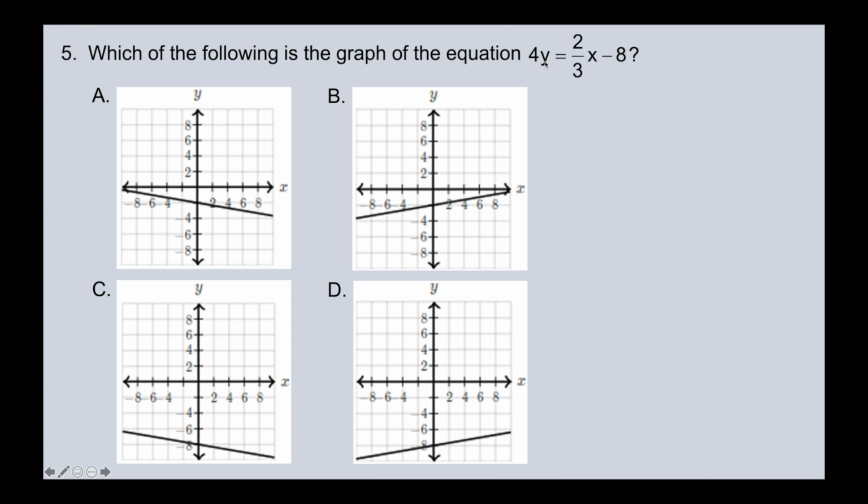Now, as far as actually dividing all this through by 4, if you wanted to see the work for that, the 4y divided by 4 is going to just reduce down to y. When we do 2/3 divided by 4, that's the same thing as multiplying by 1/4. So the 2 and 1 would multiply together, the 4 and 3 would multiply together, giving me 2/12, which reduces down to 1/6. Then -8 divided by 4 is going to reduce down to -2.